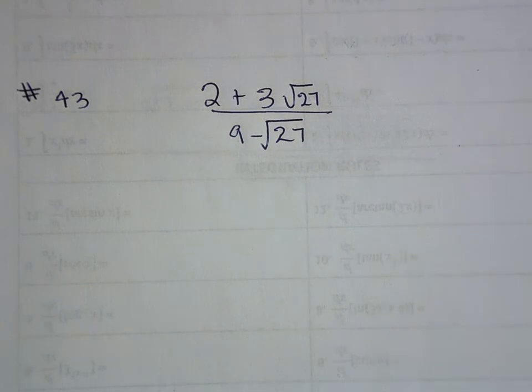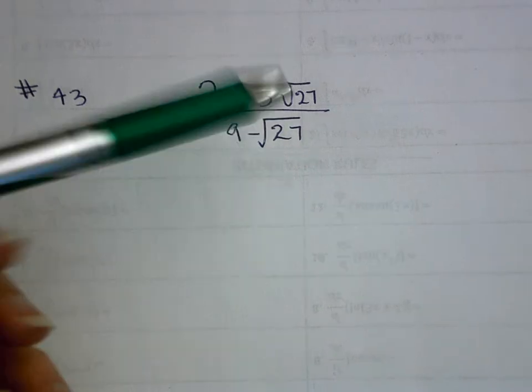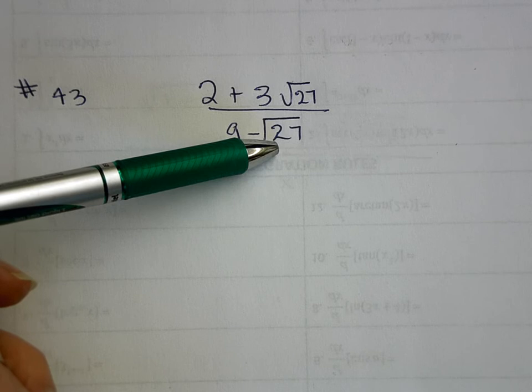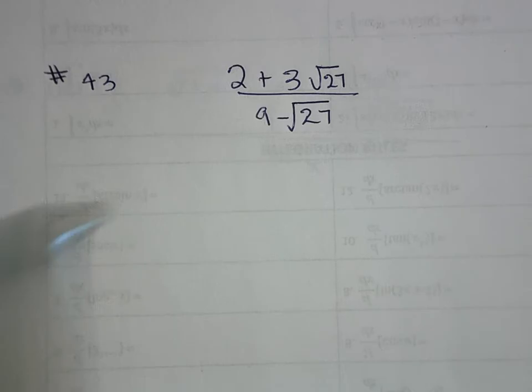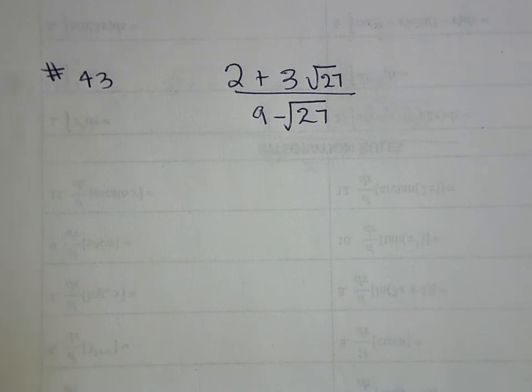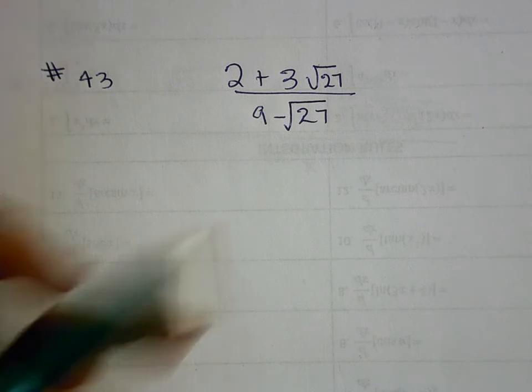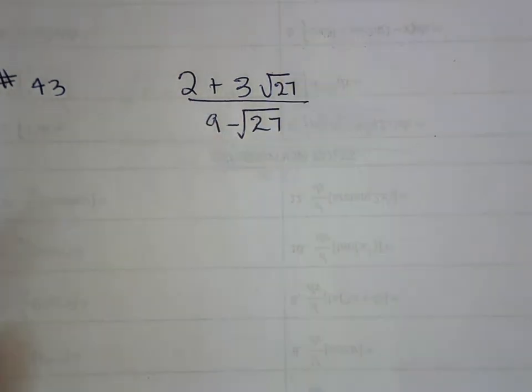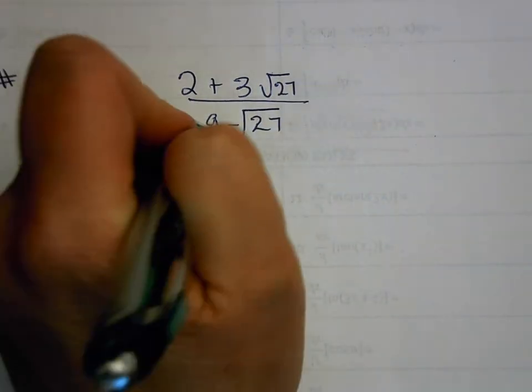So I have two different ways I can start. One thing I could do to get started here is simplify the root 27 first, or I can multiply by the conjugate first. It really doesn't matter which direction I go because I'll still end up with the same thing, so you can do either one. You can either simplify the root 27 first or multiply by the conjugate. And I'm going to go ahead and just multiply by the conjugate.